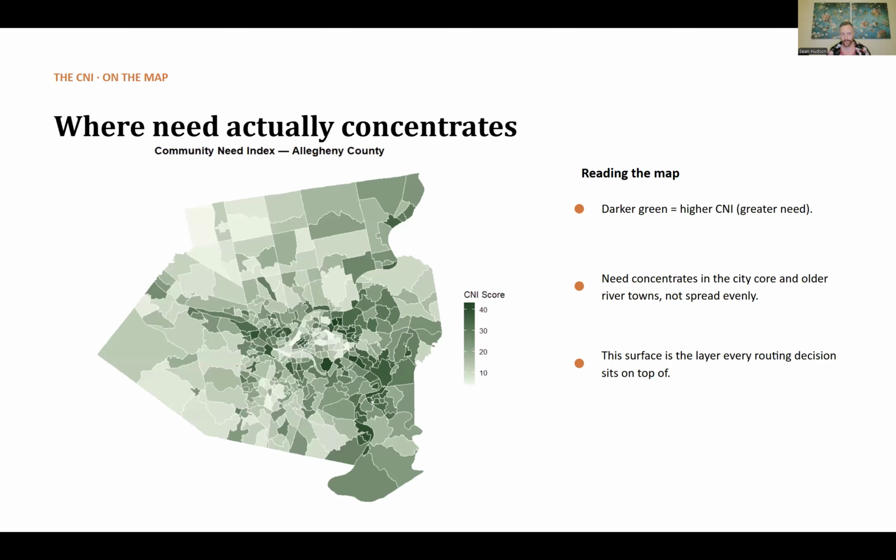So what do we do with that, right? Before we talk about where we actually send the food, we can make a map. It's not hard to do. Darker green in this instance means a higher CNI, which means for us, assumed higher need.